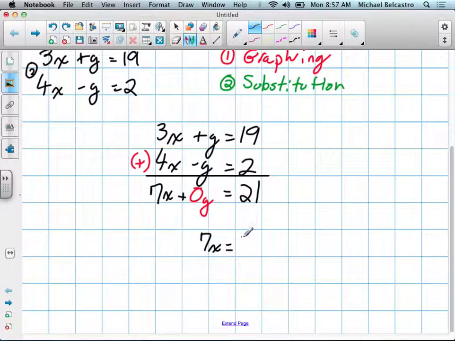7x equals 21. Good. Well, now this should be rather simple to solve. What do I need to do to get x by itself, Ryan? Divided by itself. Yep, divided by 7. We're going to divide both sides by 7. What's our value of x?